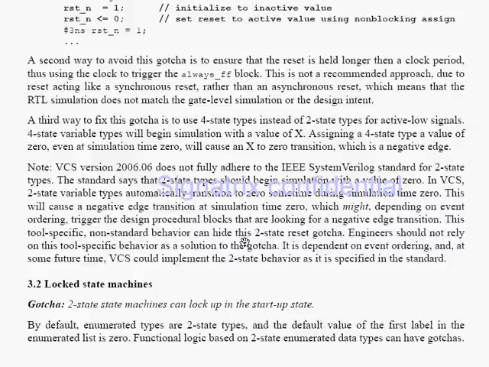To locked state machine. So a state machine can lock up at the startup of a state. By default, enumerated types are two-state types, and the default value of the first level in the enumerated list is 0.